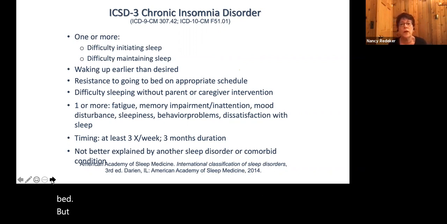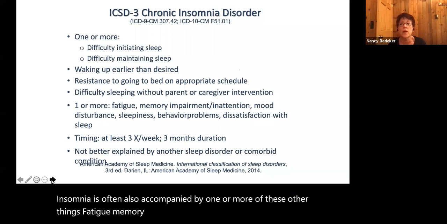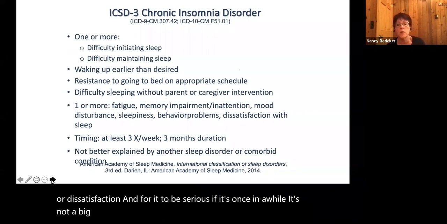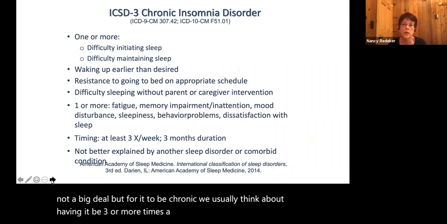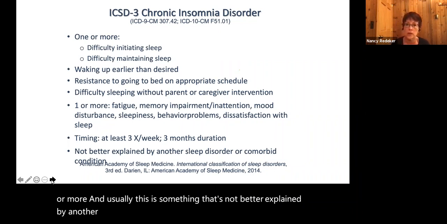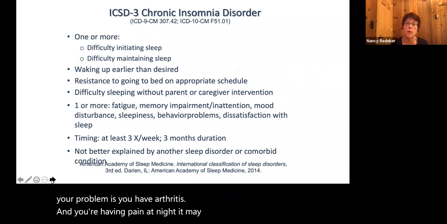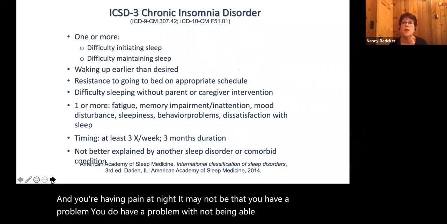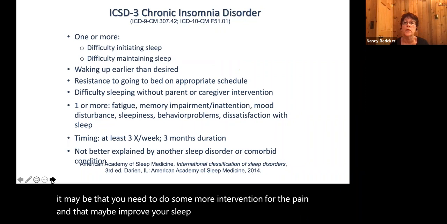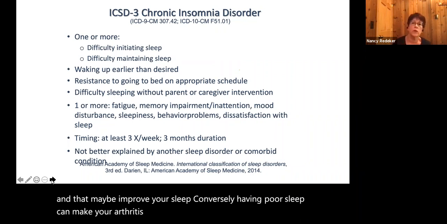But insomnia is often also accompanied by one or more of these other things: fatigue, memory impairment, sleepiness, behavior problems, or dissatisfaction. For it to be serious, if it's once in a while, it's not a big deal. But for it to be chronic, we usually think about it being 3 or more times a week for 3 months or more. And usually this is something that's not better explained by another sleep disorder or comorbid condition. So if you have arthritis and you're having pain at night, you do have a problem with not being able to sleep, but it may be that you need more intervention for the pain, and that may improve your sleep. Conversely, having poor sleep can make your arthritis and your pain worse. So it's a two-edged sword.